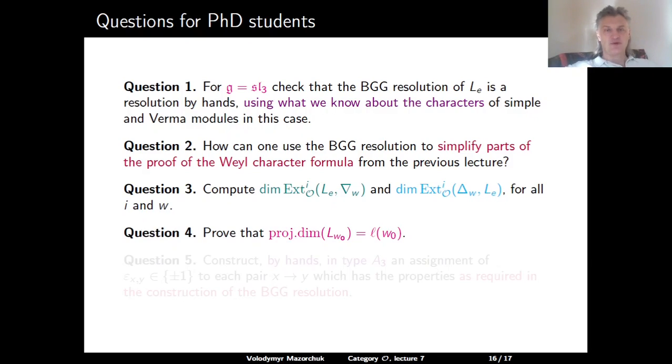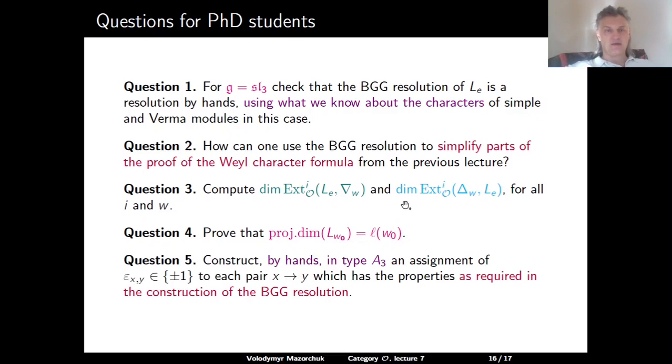Question number 4. Prove that the projective dimension of L(w0) is equal to the length of w0. And question number 5. Construct by hand in type A3 the assignment of the signs to each pair x arrow y, which has the properties as required in the construction of the BGG resolution.